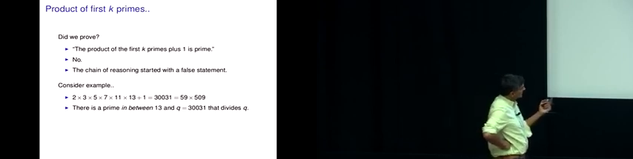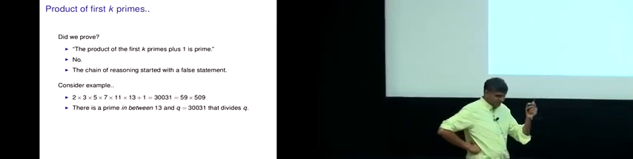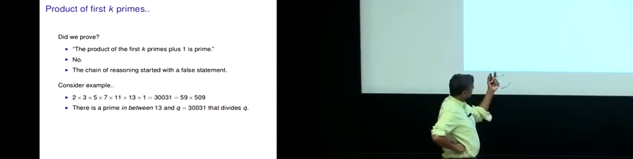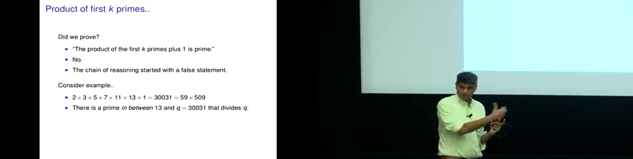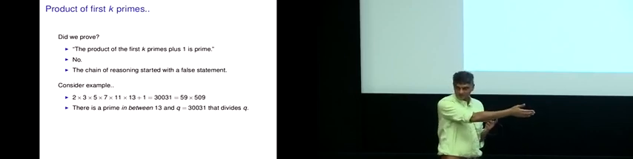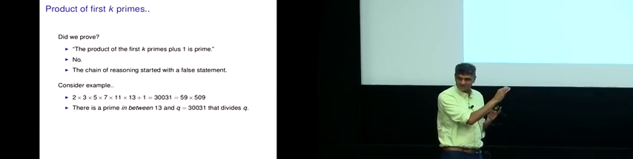The specific place where the argument fails is that it's not the first k primes. We said there are no primes anywhere else. Now we're saying there's a prime between the first k and the number you have. That's the specific spot where it fails.